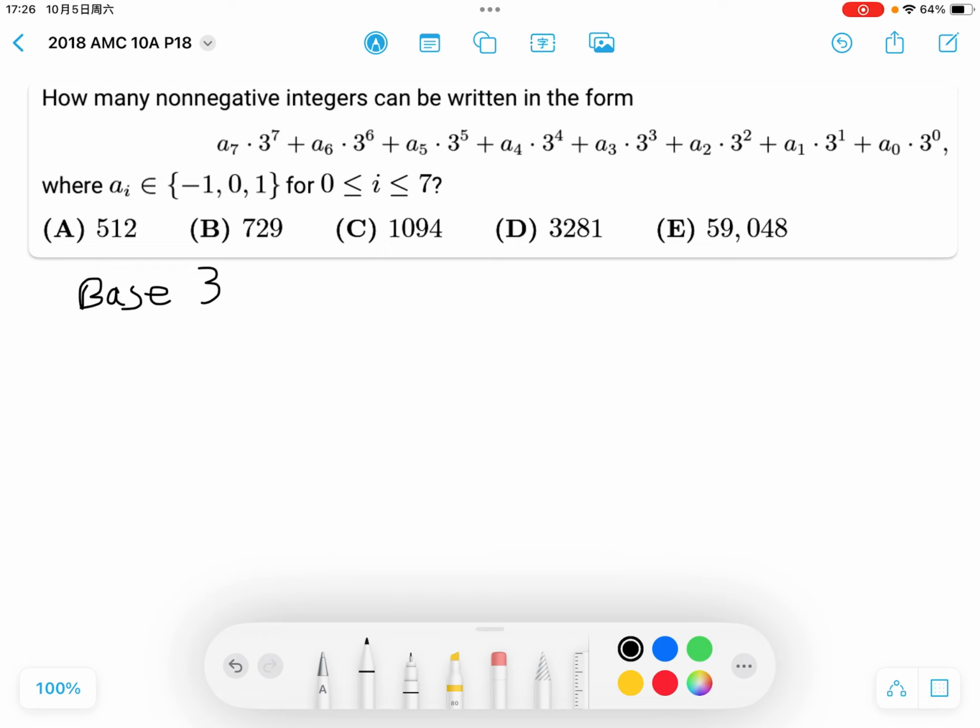The base 3 number system is basically writing numbers such that they only include 3 digits: 0, 1, or 2. The base 10 number system uses digits 0 to 9, right? Base 3 is 0 to 2. What about some other bases? For example, base 5 would be 0 to 4, etc.